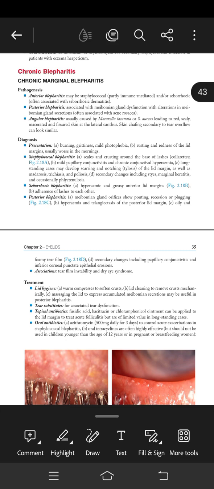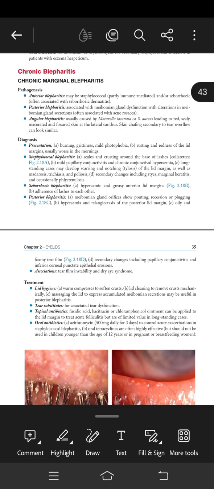Then diagnosis: the patient presents with burning, grittiness, and photophobia, that is mild crusting and redness of the lid margins, usually worse in the morning. Then in case of staphylococcal blepharitis, we have scales and crusting around the base of the lashes, collarettes. These are the collarettes. Mild papillary conjunctivitis. And then we have chronic conjunctival hyperemia.